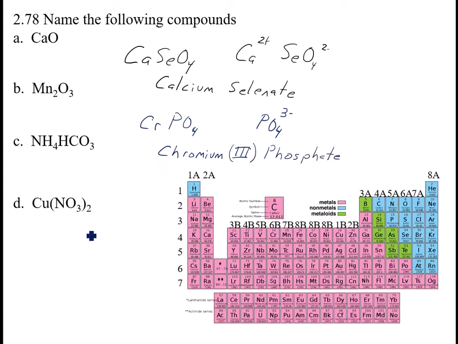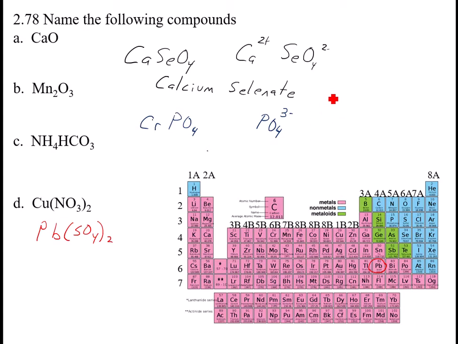Another example is Pb(SO4)2. I know because Pb, which is right here, is in group 4A, that it could either be a plus 4 or plus 2 charge. So how do I know? I came up with a formula that I'm going to show you here.